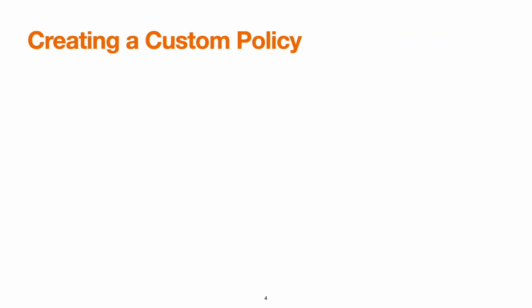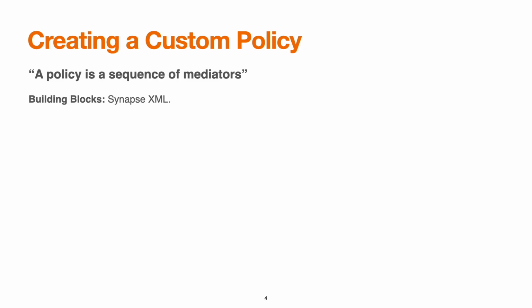Now, let's see how to create a custom policy. As we know, the policy is a sequence of mediators, primarily the building blocks of the WSO2 integration suite, and writing a custom policy requires some knowledge about the same. The building block of the policy is Synapse XML, where our custom logic is written. To begin with, we must know how to create a policy. You can proceed with creating a policy with an XML file, which typically comprises a sequence of mediators. So you can write a list of mediators, save it as XML, and then we'll proceed.